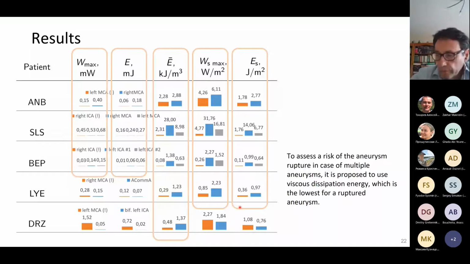Well, of course, we may only guess, and we need more complex research to answer this question. Our guess is that the less energy is dissipated inside the aneurysm, the more impact the aneurysm wall has from the fluid inside the aneurysm. Could that be an explanation?